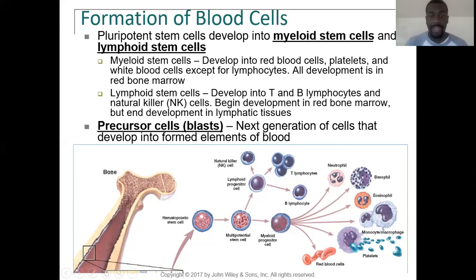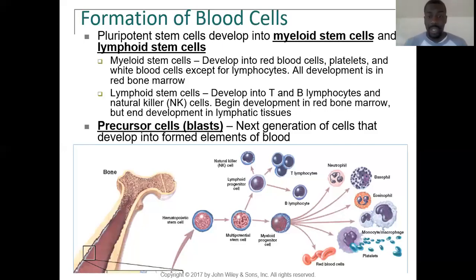And then the natural killer cells have an ability to break down and destroy lots of different types of pathogens as well. So when these guys start to develop, they're going to begin developing inside the red bone marrow, and then they're going to finish their maturation process inside the lymphatic cells and lymphatic tissues as well.